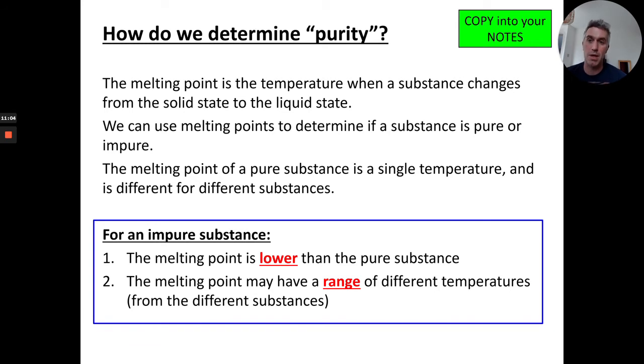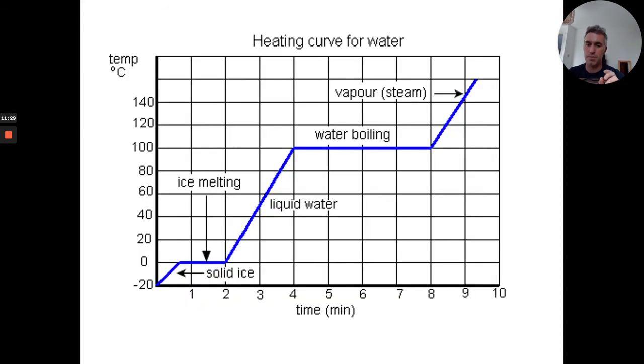So, maybe write that down. It's a blue box. For an impure substance, the melting point is lower than the pure substance, and the melting point may have a range of different temperatures. I'll pause whilst you write that down. You got that? Good. There weren't many words there. Should be quite easy.